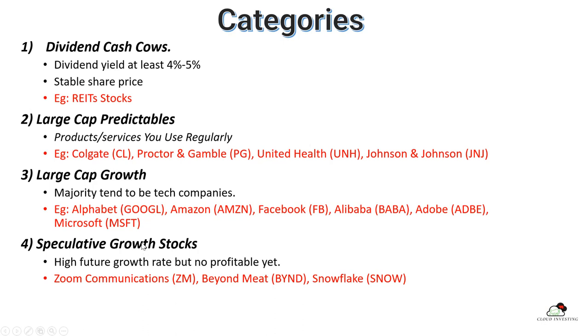Speculative growth stock is the company that has high growth in the future, high potential, but it's not yet profitable. It means that you don't know what will happen to them, but currently they have a very high growth rate by those analyses. The examples will be Zoom Video, Beyond Meat, or Snowflake.